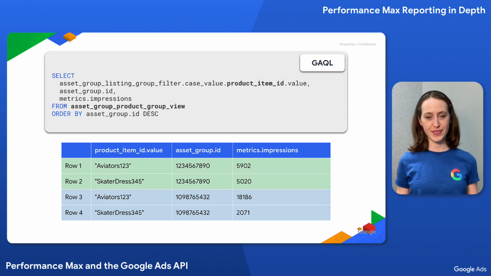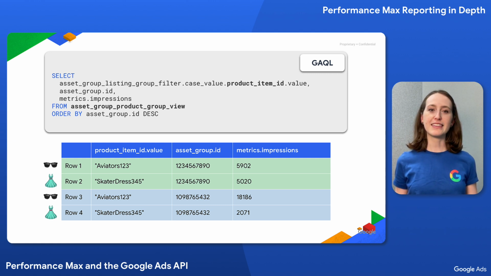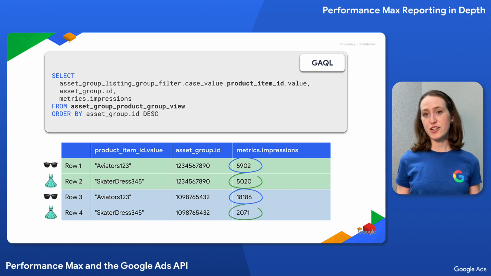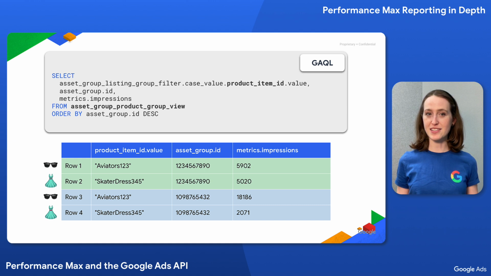For example, let's say I have a pair of sunglasses and a skater dress that I've paired in 2 different asset groups so that I can leverage different creatives or reach unique audiences for each group. Perhaps when I query the Asset Group Product Group View resource, I find that my sunglasses actually have way more impressions in one asset group compared to another, but my skater dress has way fewer. This might tell me something about what sort of assets are drawing users to different products or categories of products.